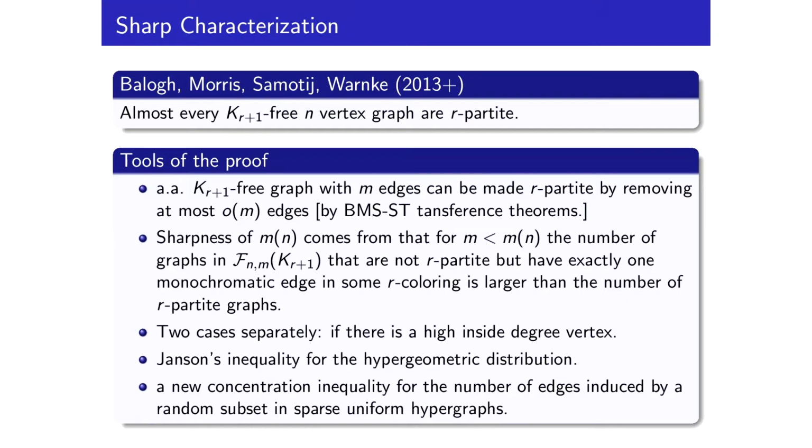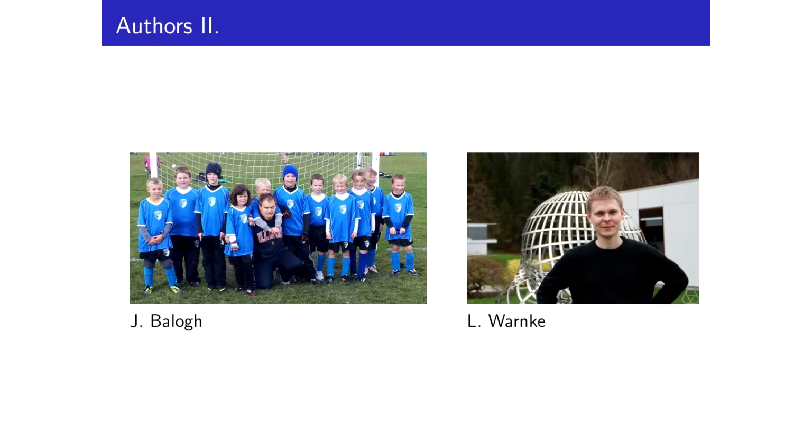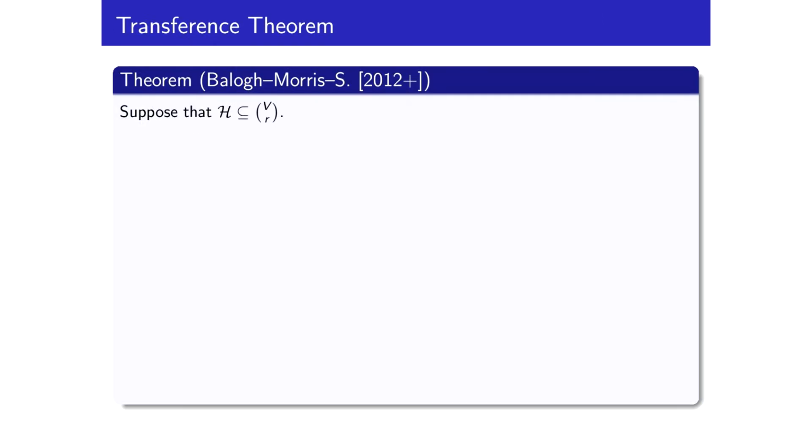So in the remaining time, instead of going into the technicalities of this, I will try to state the transference theorem and how to apply the transference theorem to get the first step of the proof. So just show the outline. So the transference theorem is the following. Assume that we have an r-uniform hypergraph.